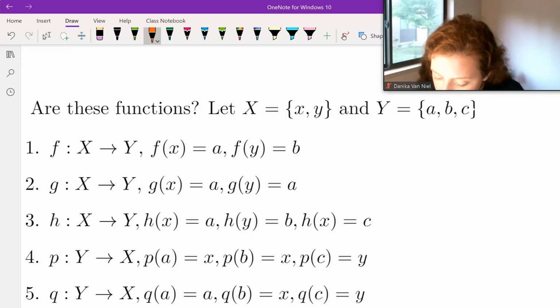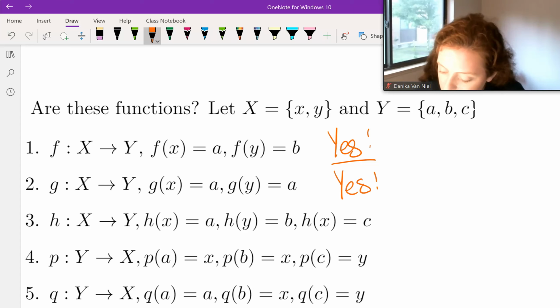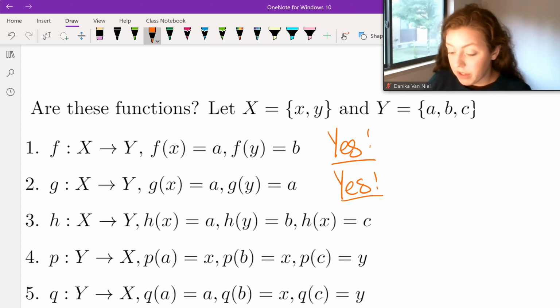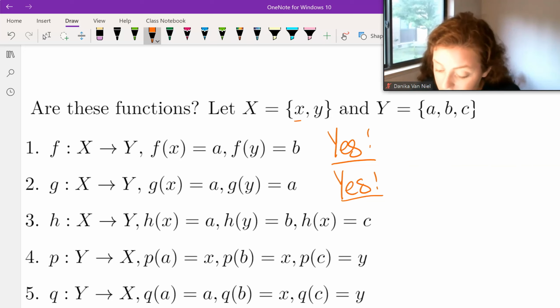Okay. So f goes from X to Y. f of x equals a. f of y equals b. Yeah. All right. So g goes from X to Y. g of x equals a. g of y equals a. That's fine. So they both go to the same place, but g sends it somewhere that's in Y. And it sends every element of X.